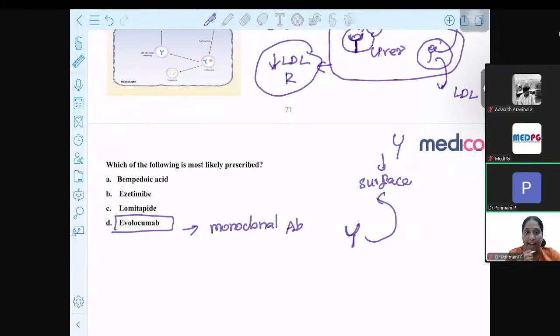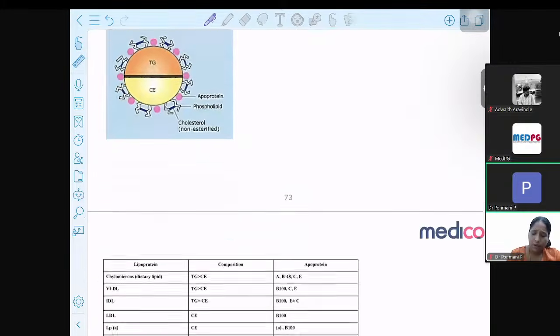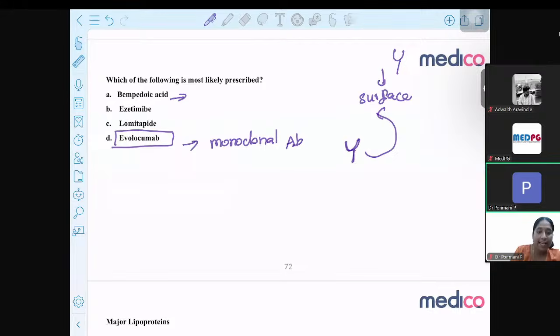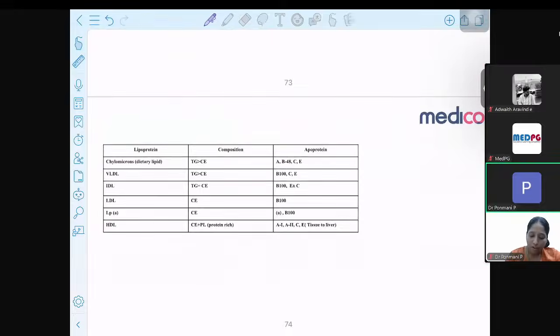Please remember that. And so we need to know about the other two drugs also, which is bempedoic acid. Just now we saw ezetimibe and lomitapide. So what about these drugs?